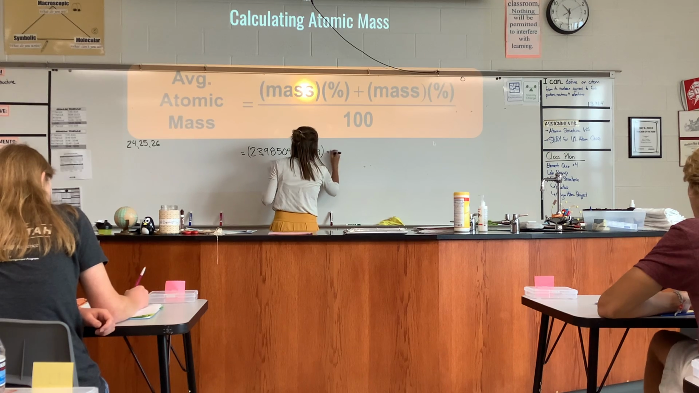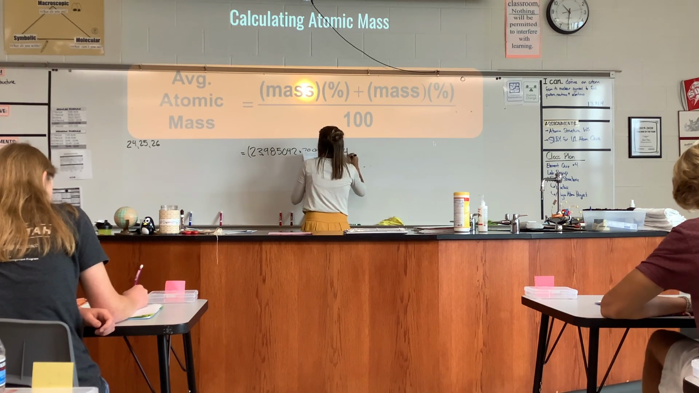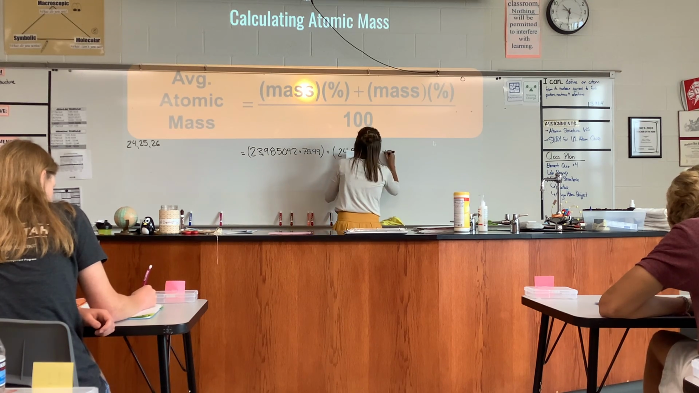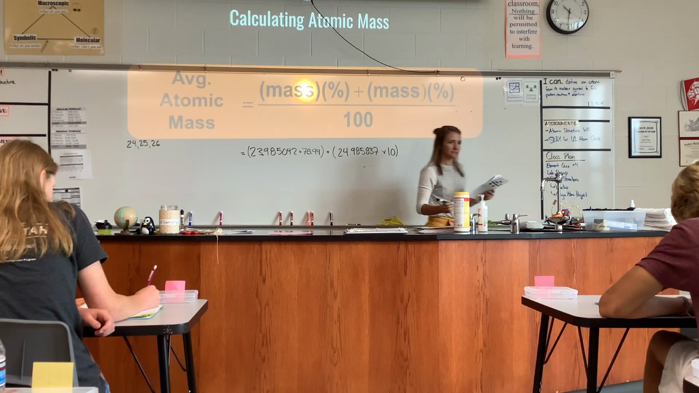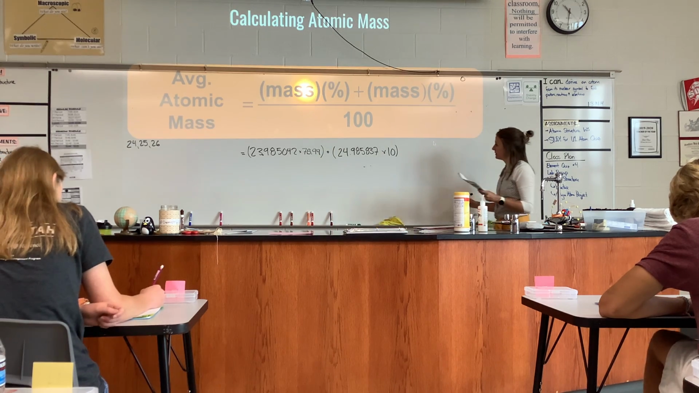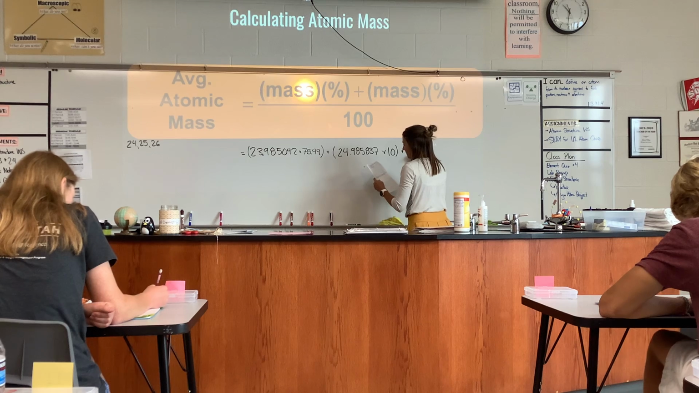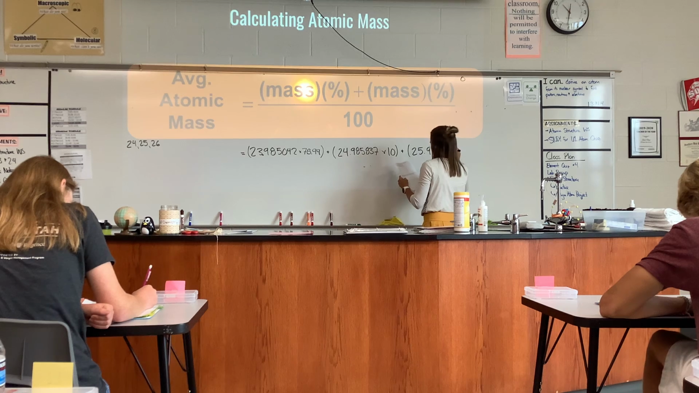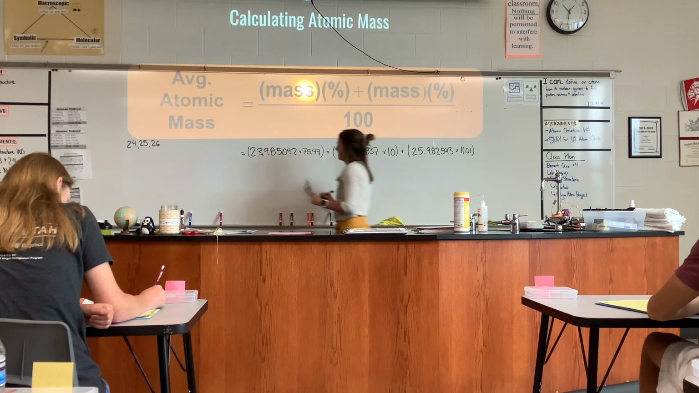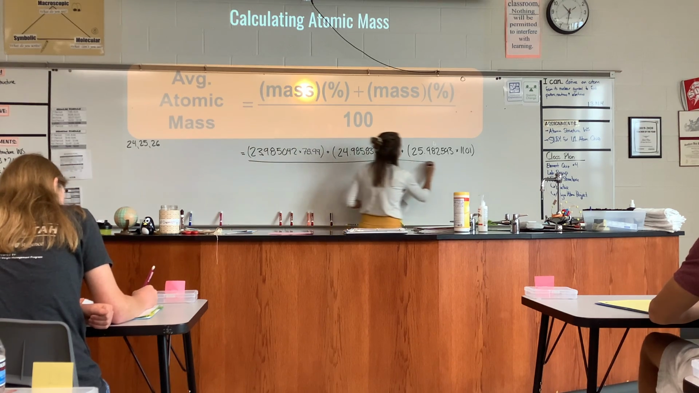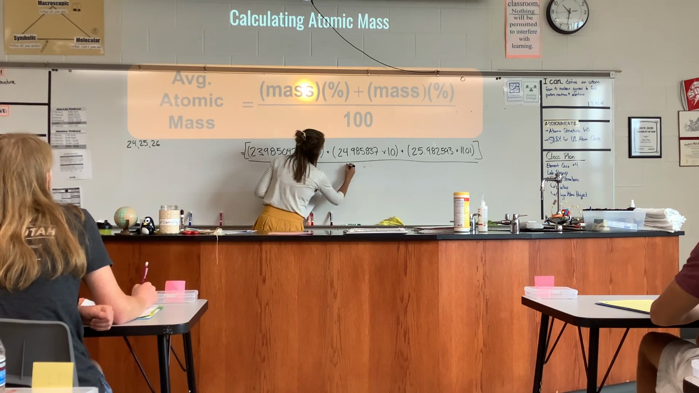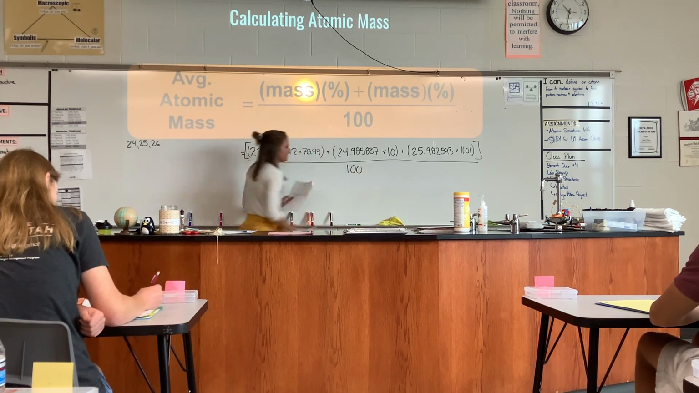Then we're going to add the next isotope in, 24.985837, times its percent abundance of 10. And then our last isotope, 25.982593, times 11.01. Do that all together. Once again, order of operations: make sure you do all the top, and then divide by 100 if you didn't change them already.